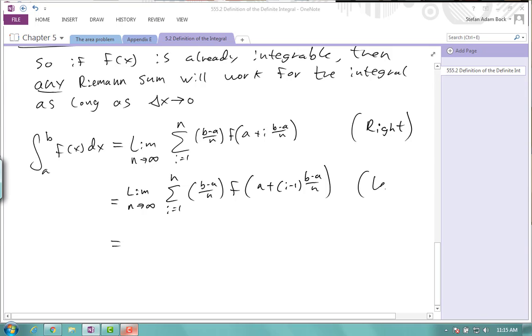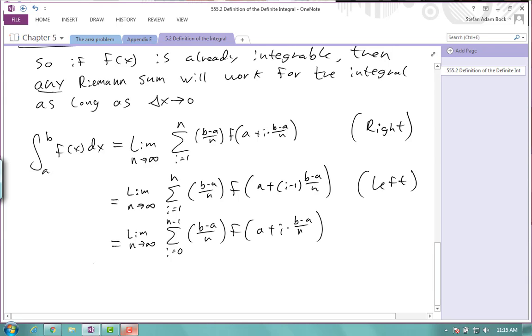This is the left. I can rewrite the left as a sum from 0 to n minus 1 of b minus a over n times f of a plus i times b minus a over n. So you can see the major difference between the right and the left is, depending on how you write it, you can keep the bounds and change this i to an i minus 1, or you can keep the i and change the bounds to 0 to n minus 1 in place of the 1 to n.